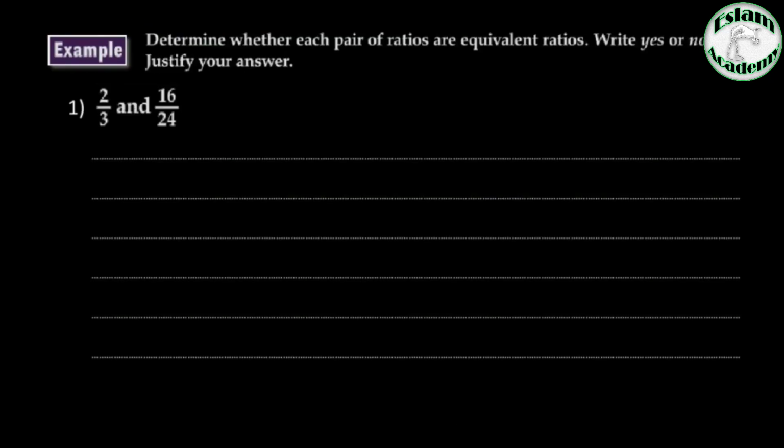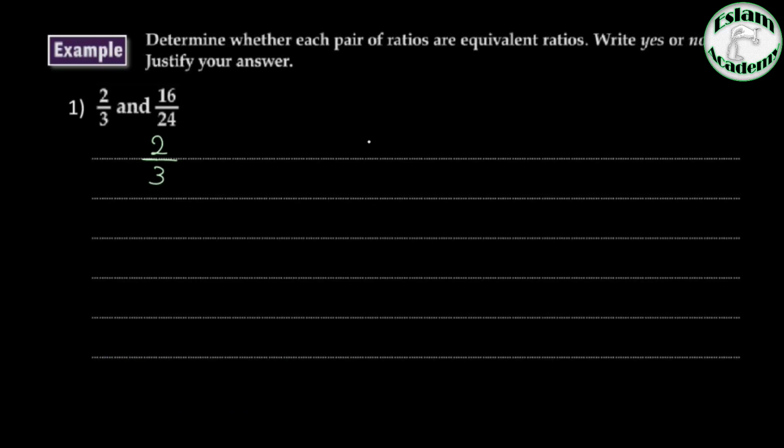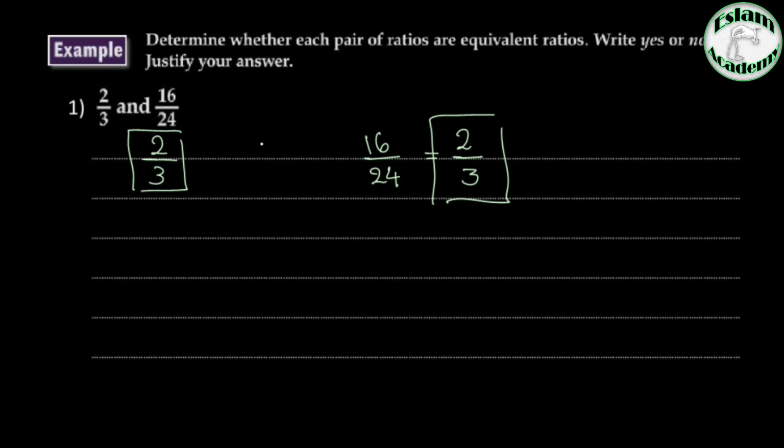Now the first problem: determine whether each pair of ratios is equivalent or not. The first one, 2 over 3 and 16 over 24. As we said before, we have to write the ratio in the simplest form. The first ratio, 2 over 3, is written in the simplest form, but the second one, 16 over 24, is not. You can simplify the two terms by 8. If you divide 16 by 8, the answer is 2, and 24 divided by 8 is 3. Now you can find that the two ratios are equal. The first one is 2 over 3, and the simplest form of the second is 2 over 3. So we have two equivalent fractions.